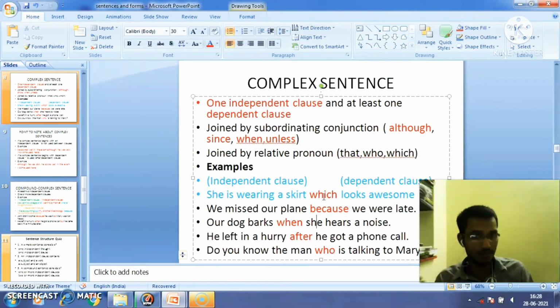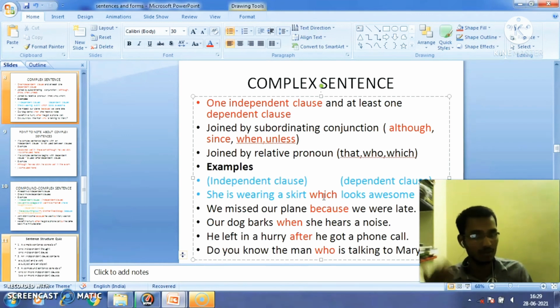So this is all about the complex sentence. That is what we have to remember. A complex sentence has one independent clause, and it has at least one dependent clause. It is joined by subordinating conjunctions, and also joined by relative pronouns. That is what we have to remember.